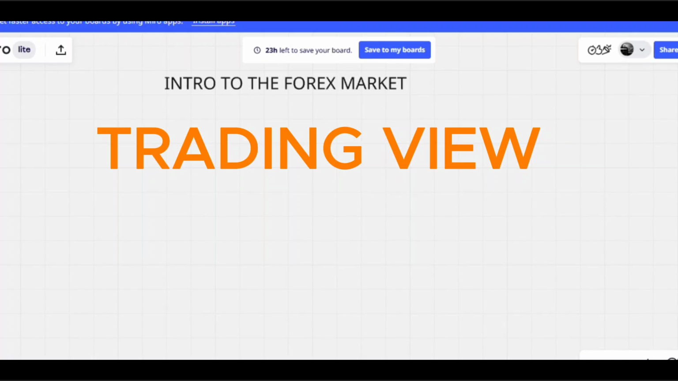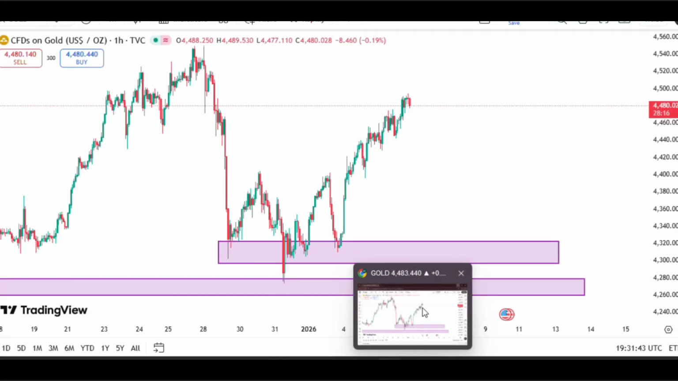So when we talk about the forex market, basically we are going to focus on what happens on the charts. All right, what happens when we open the forex market, when we open TradingView, what do we see and what really goes on there? Let's see.